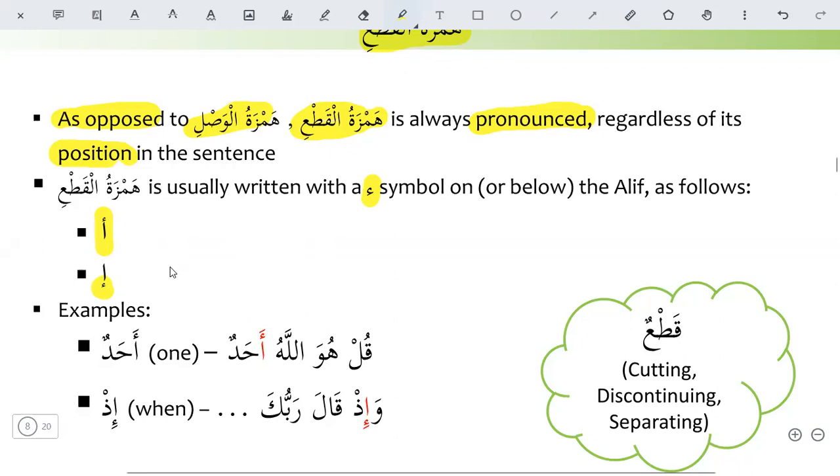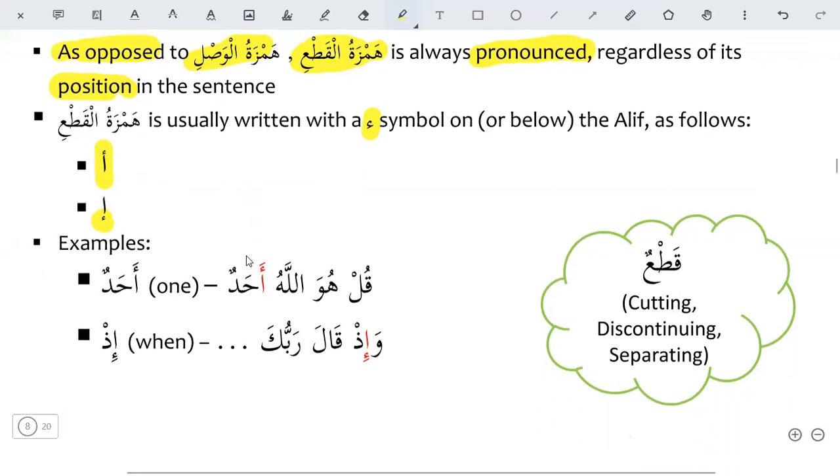Okay, sorry. If you see this sign of Hamza on alif, you should understand that this is Hamzatul Qat'i, and we cannot skip it. We must pronounce it, like Qul huwallah, huwallah. This alif is Hamzatul Wasl. We will pronounce this waw with the lam, huwallah. But ahadun, this is Hamzatul Qat'i. We cannot skip it. We must pronounce this Hamza.